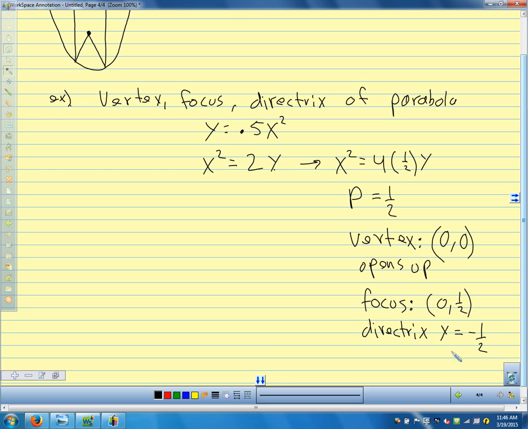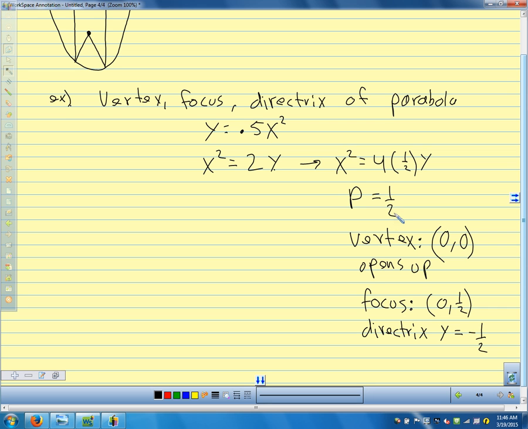How do you find it? What's that? You would have to know where the focus or the directrix was, or you'd have to know the equation of the graph. So you need a couple of pieces of information. All right, so there's our answer. We found the vertex, the focus, and the directrix. The key was finding that p-value.